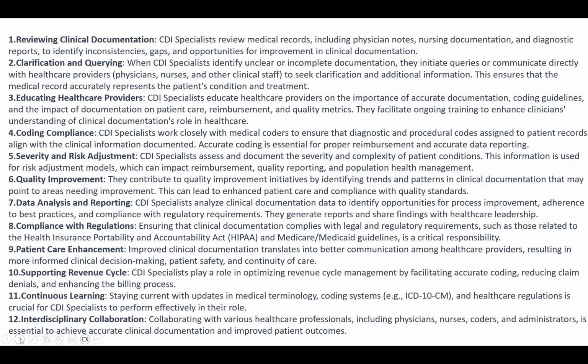Clarification and querying. When CDI specialists identify unclear or incomplete documentation, they initiate queries or communicate directly with healthcare providers to seek clarification and additional information. This ensures the medical record accurately represents the patient's condition and treatment. It was funny, I was having a conversation with somebody recently, and they said that they had been told that in the outpatient world, they couldn't query the physician. And I almost fell off my chair. CDI is not location specific.